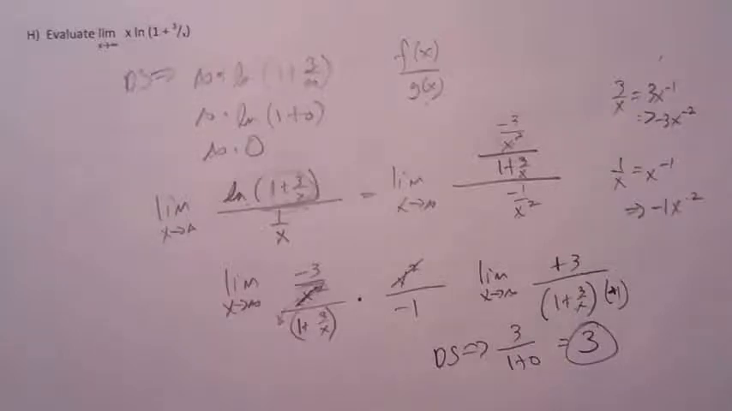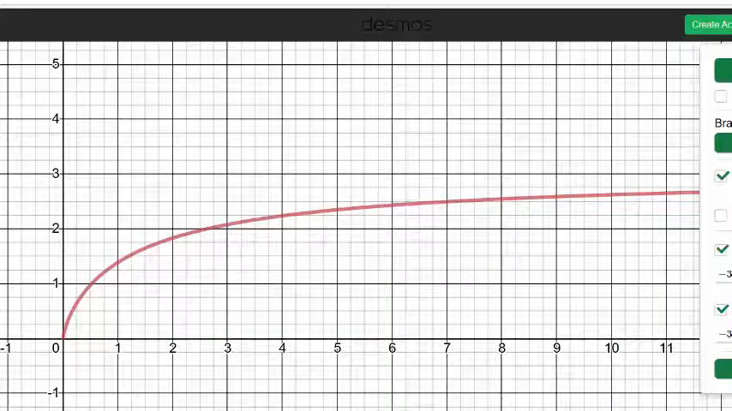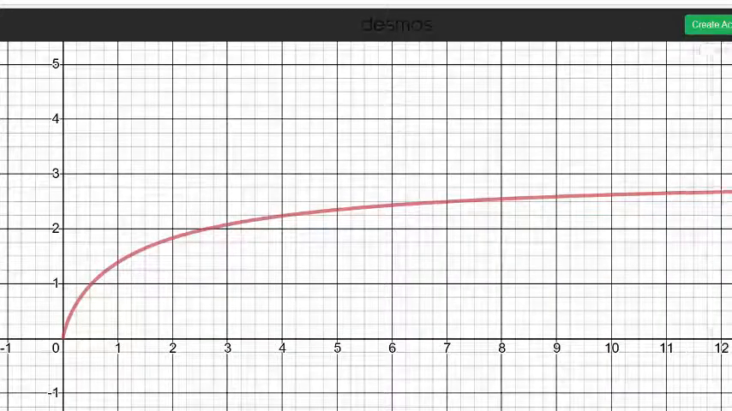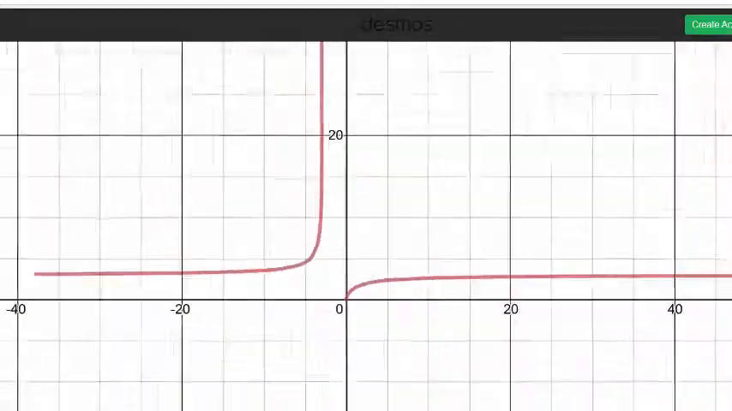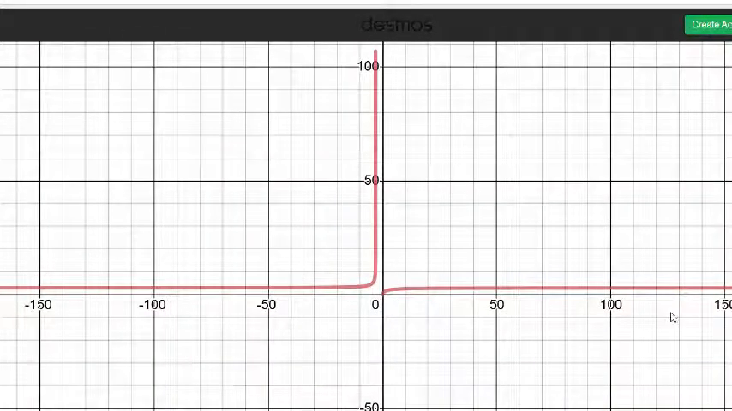I'm just going to double check this really quickly on decimal, so I'm going to make a graph of the original function. Yeah, and the graph makes a pretty convincing argument that as we go off to infinity, 3 is a reasonable looking limit, if I zoom out. Sure.